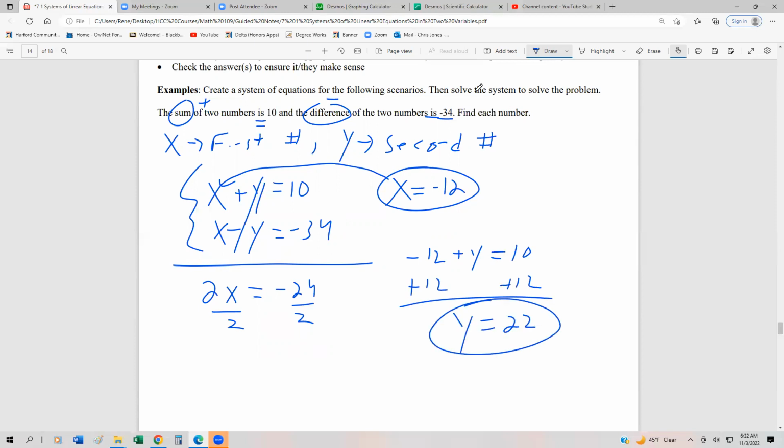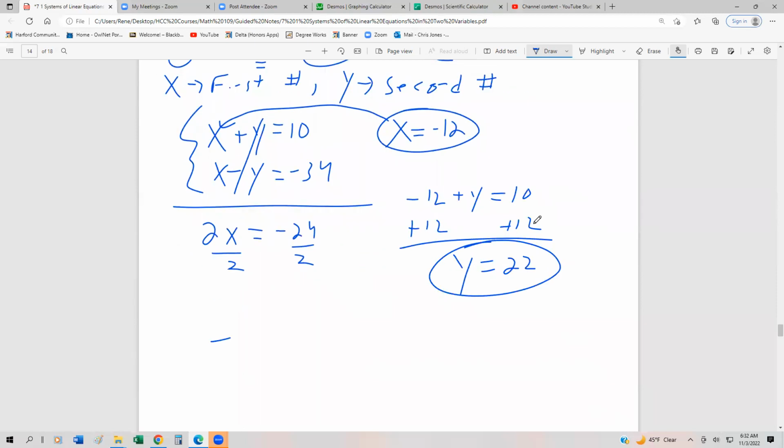That makes sense. If I add negative 12 and 22, that gives me 10. If I subtract them, negative 12 minus 22, that's going to give me negative 34. So that certainly makes sense. If we wanted to write it as an ordered pair, which we often do, that would be the way that we write it.